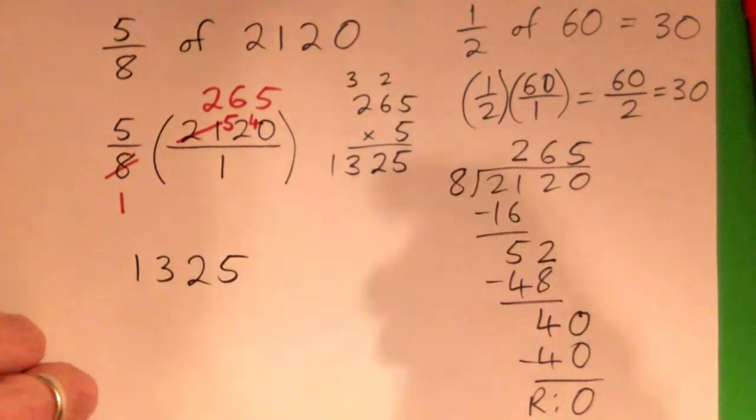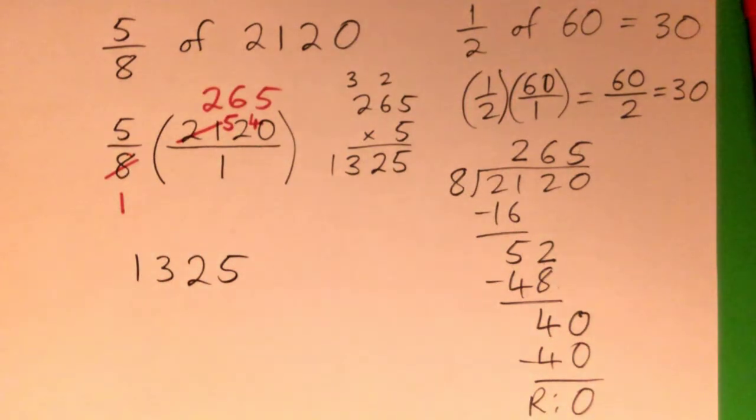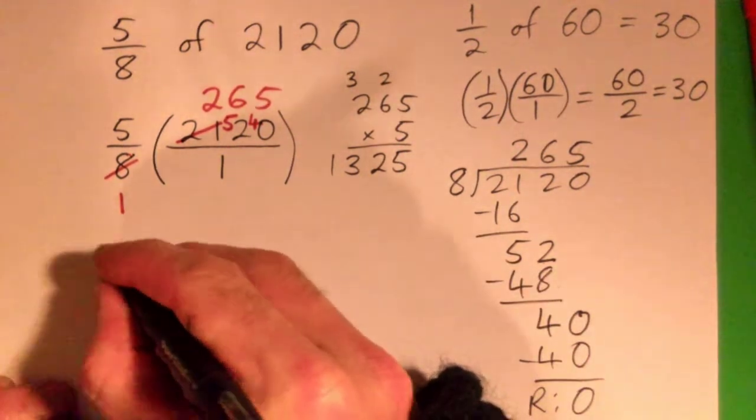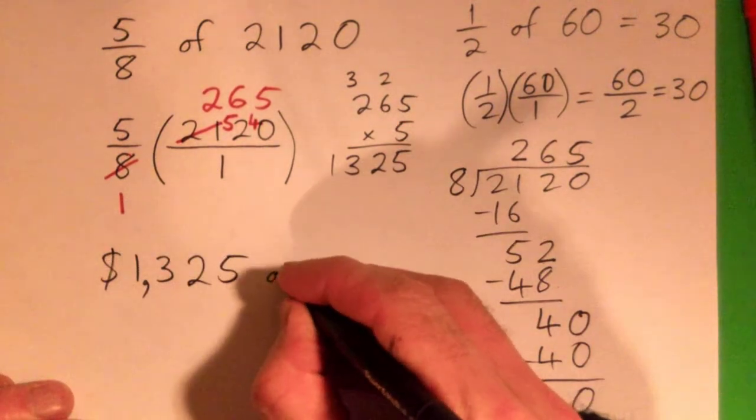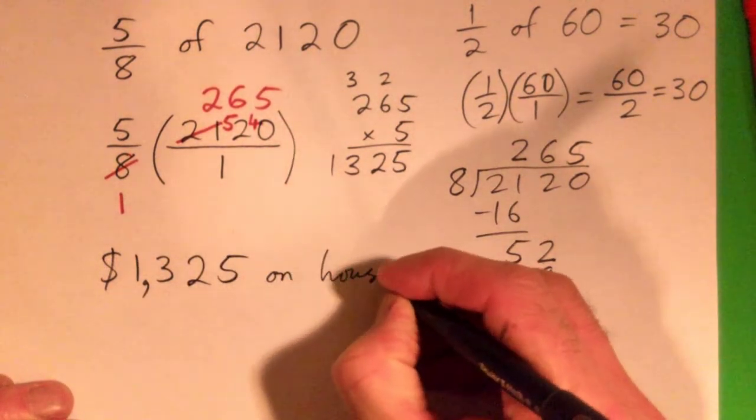Now, what's the answer to the problem? The problem was, a family decides they can spend 5/8 of their monthly income on house payments. If their monthly income is 2120, how much can they spend for house payments? And the answer is that amount on the house, even though their total income is this.